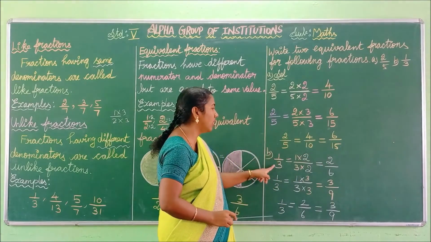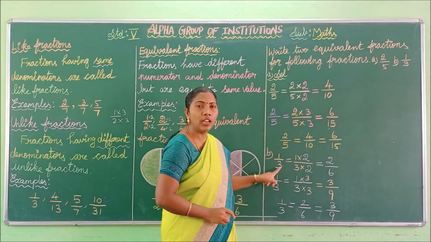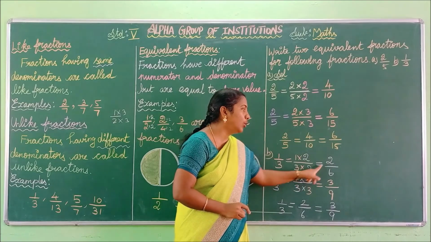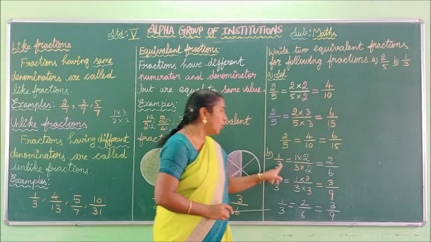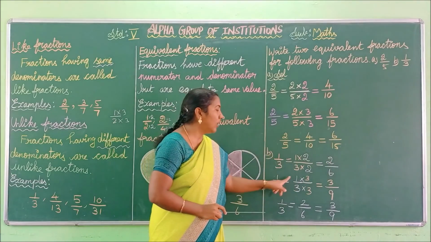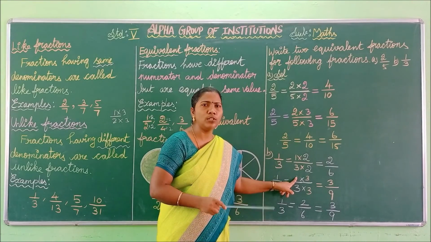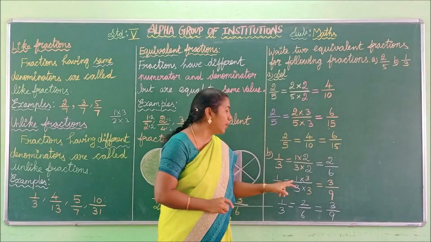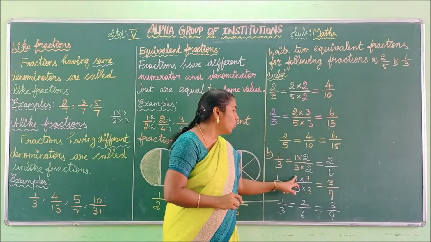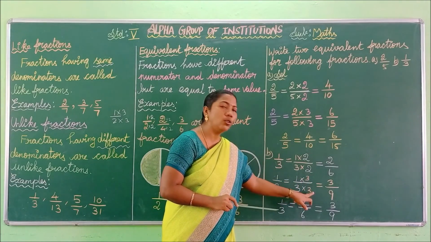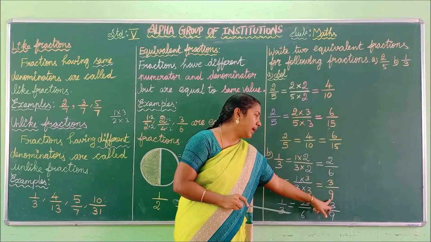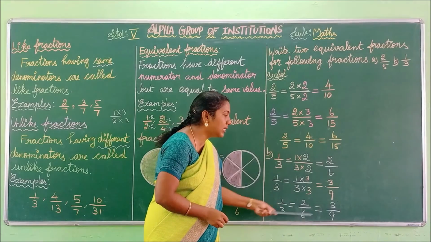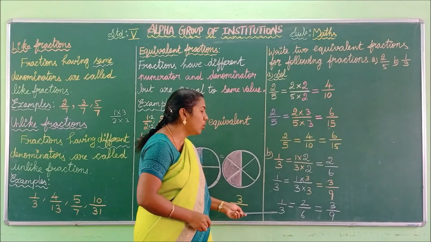Similarly, see the next sum, B, 1 by 3. Here also I have chosen the number 2. So 1 into 2, 3 into 2, you get 2 by 6. Once again you have to write 1 by 3 and again choose another number. You may choose any number, children, not 2 or 3. It may be 2 digits also. So 1 into 3, 3 into 3. So what is the answer? 3 by 9. Thus we have found two equivalent fractions. What are they? 2 by 6 and 3 by 9, which are equal to 1 by 3.